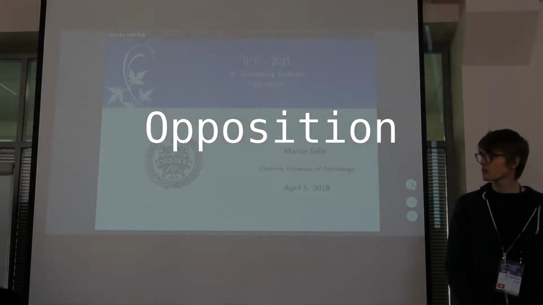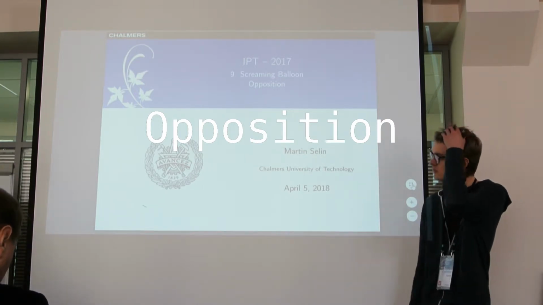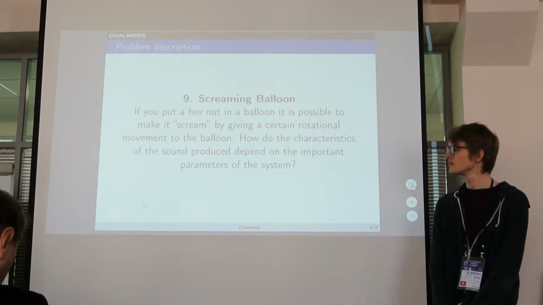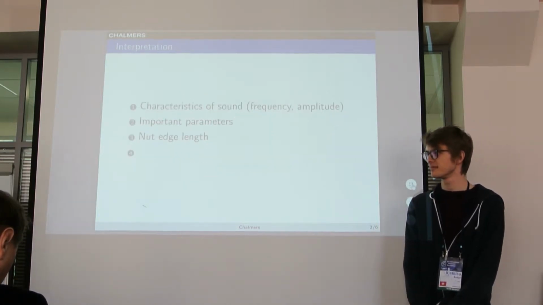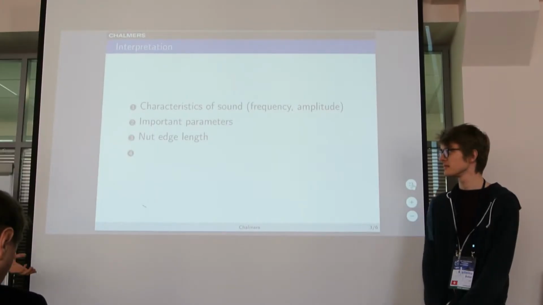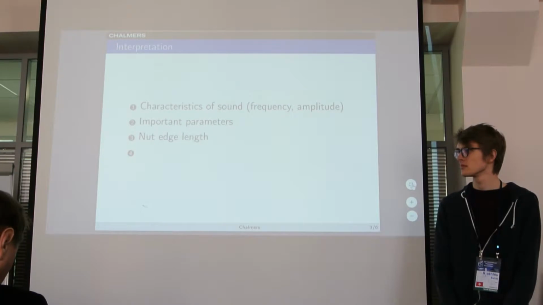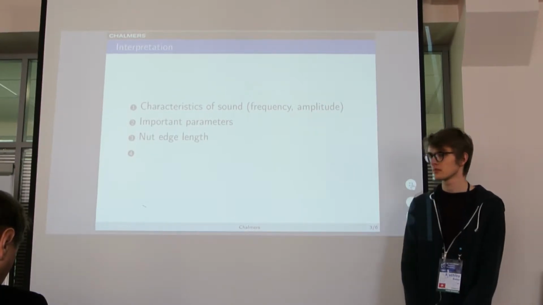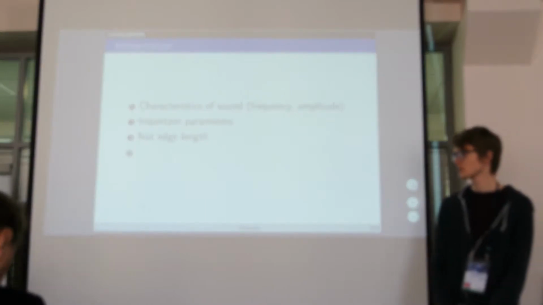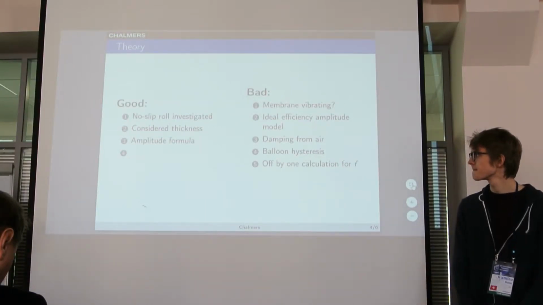So, hello everyone, I'm Martin, representing Team Chalmers, and I'll be opposing on problem number 9, screaming balloon. So, yes, we already heard the problem description. The interpretation was that we were to study the characteristics of the sound, mainly frequency and amplitude, as a function of the important parameters, such as edge length, nut mass and membrane thickness.